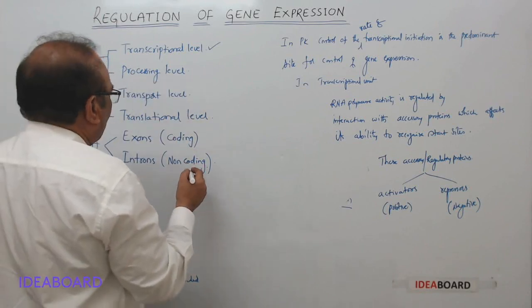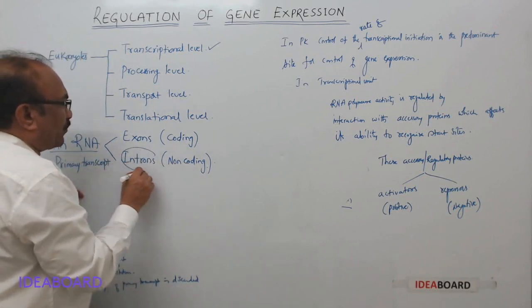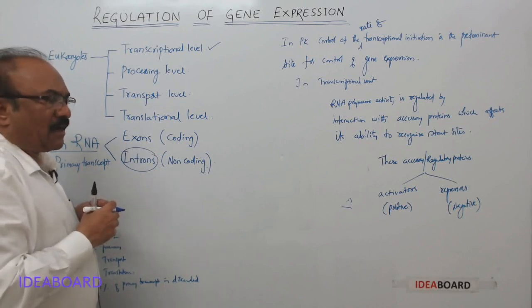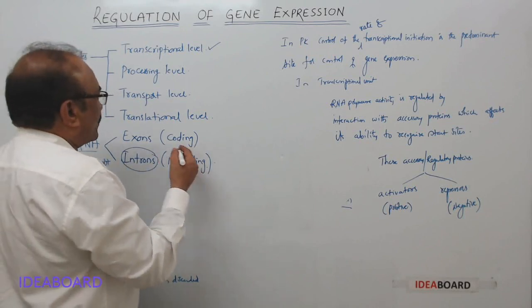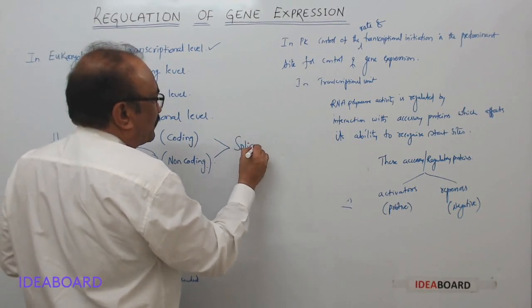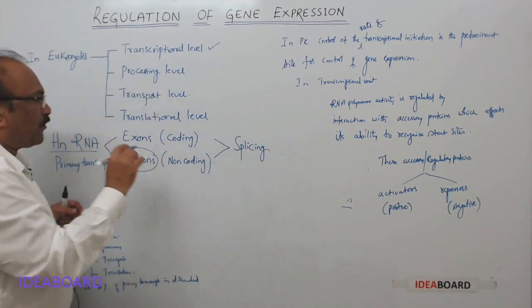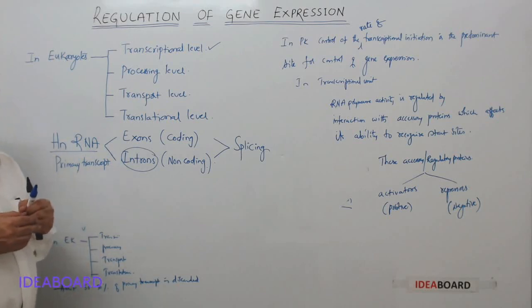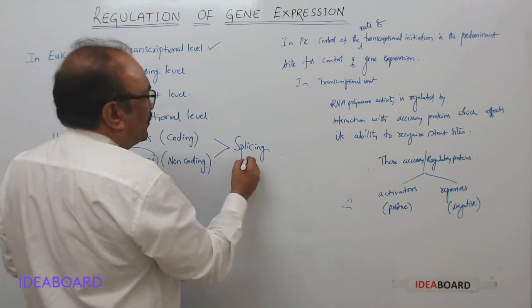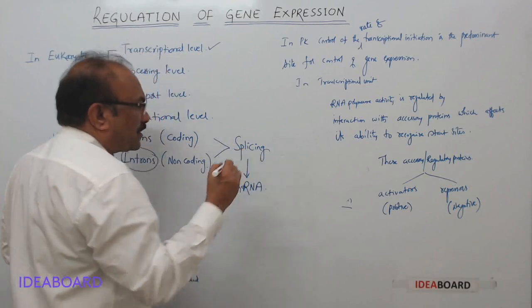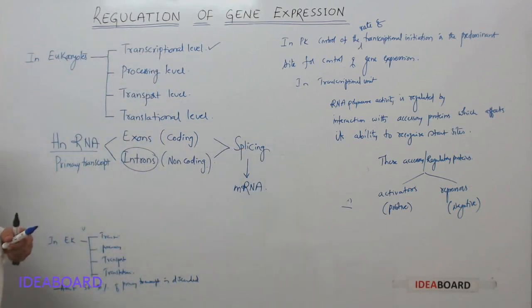During the processing level, the introns are removed and the exons are joined. And this removal of introns and joining of exons is called splicing. Removal of introns and joining of exons is called what? Splicing. As a result of splicing, what is formed? Now you get mRNA, messenger RNA.